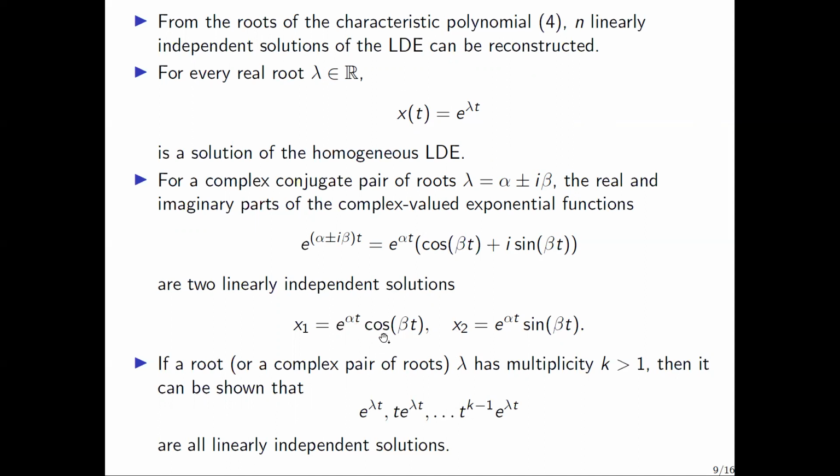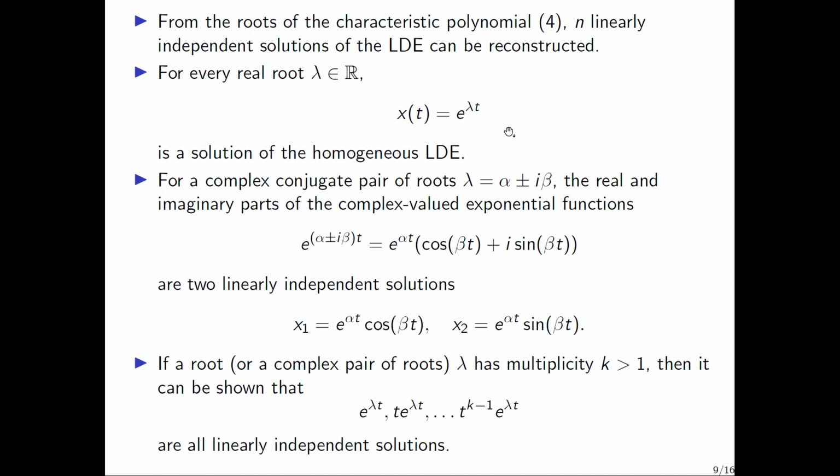These are e to alpha t cosine beta t and e to alpha t sine beta t. While if lambda is a multiple root of the differential equation, then the solutions would be e to lambda t, e to lambda t, e to lambda t, and so on. But they are not different.